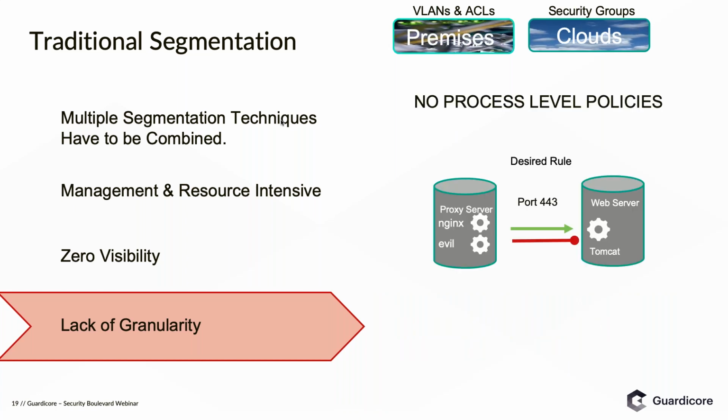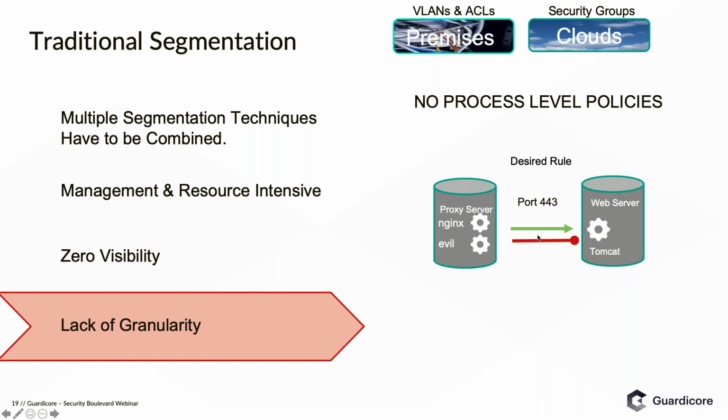For one, there are no process level policies. So for example, let's say here I have a bunch of proxy servers talking to web servers, and I have a Nginx proxy that talks to a Tomcat service. I want to be able to allow over 443, the Nginx process, to talk to Tomcat, but nothing else. So there's this evil process over here.